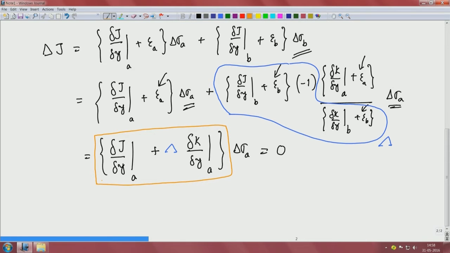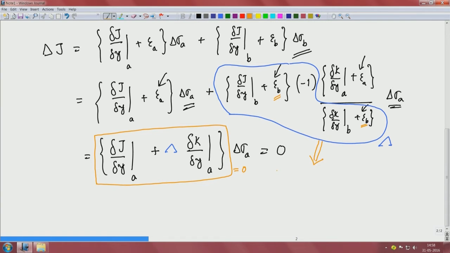Yeah, this whole thing, because delta sigma is arbitrary, this whole thing should be equal to 0, right. Let us remember that. Now, let us also try to write what we have here. We defined something to be lambda. Again, these epsilon, epsilon b, I will not write because they tend to 0.